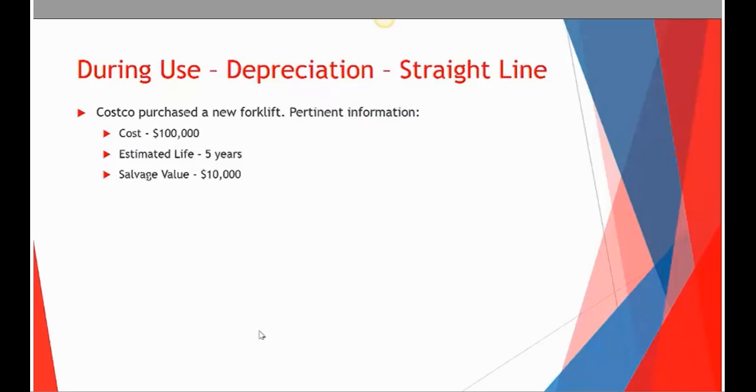You can do declining because that leads into tax. Eventually, I like to talk about tax. Well, straight line depreciation. So Ben just commented that we have to know cost, estimated life, and salvage value.